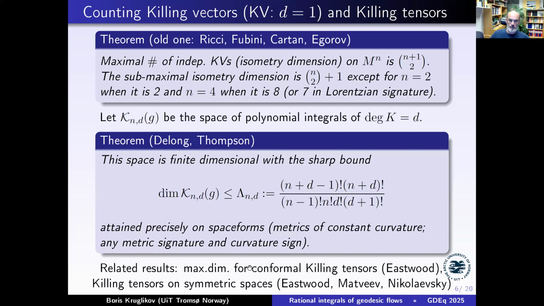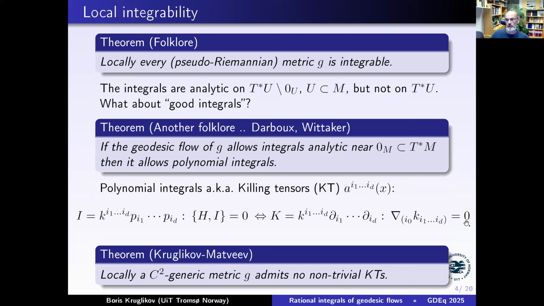Okay, so some related results. One can also look not only for Killing tensors, but also for conformal Killing tensors. And a similar bound was obtained there by Eastwood about 20 years ago. The equation for conformal Killing tensors will pop up soon. So basically it's very similar to this equation. However, when we do this, we have to remove all possible traces. That's it.